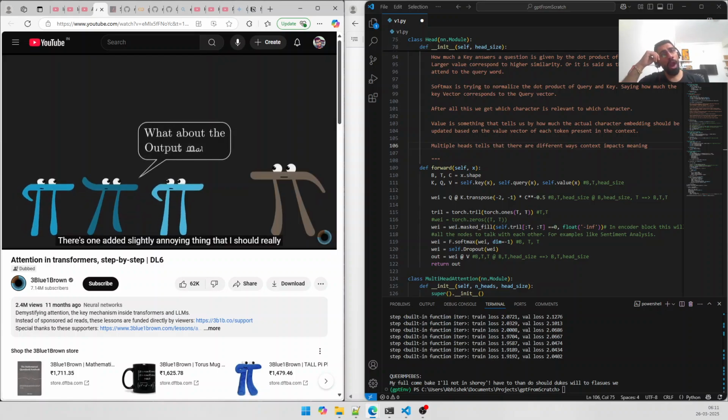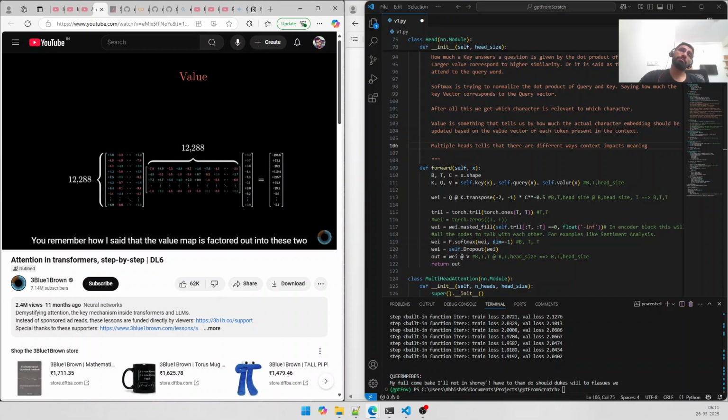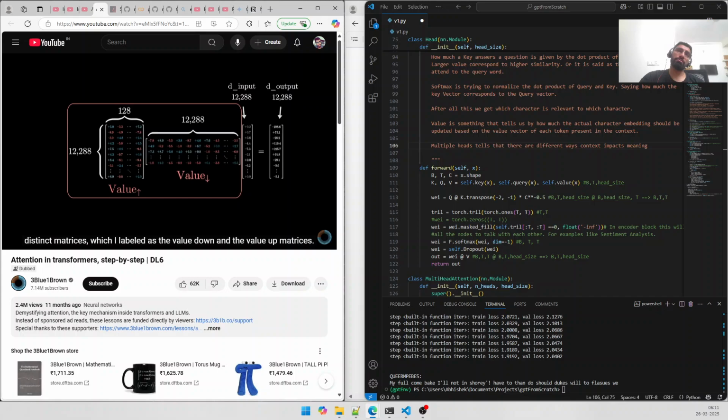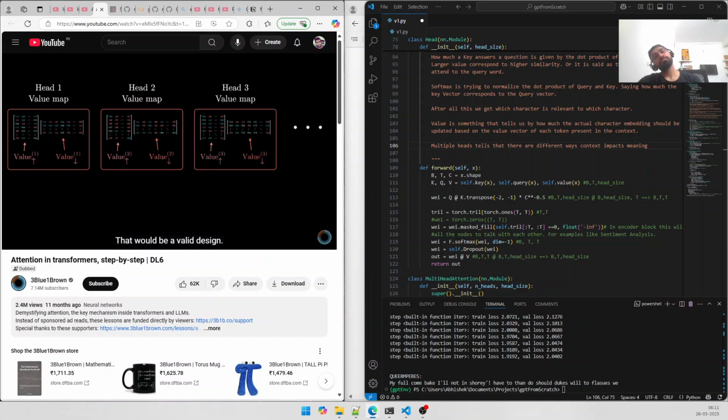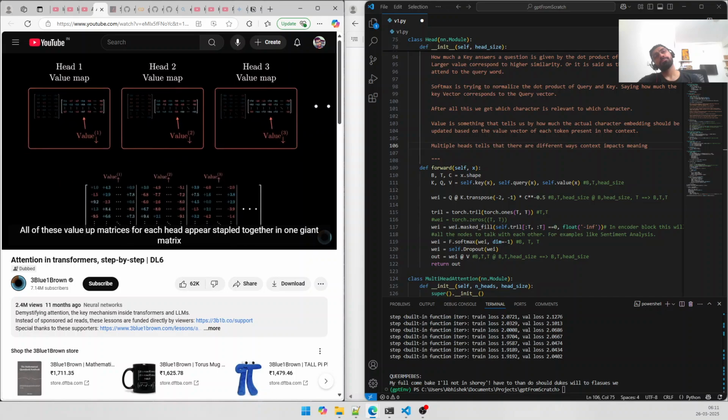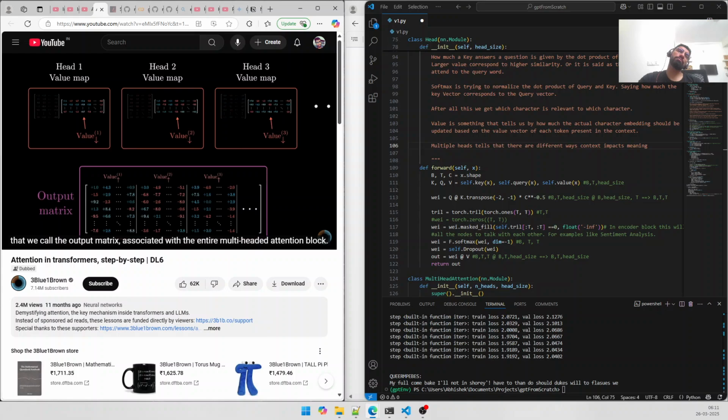There's one added, slightly annoying thing that I should really mention for any of you who go on to read more about transformers. You remember how I said that the value map is factored out into these 2 distinct matrices, which I labeled as the value down and the value up matrices. The way that I framed things would suggest that you see this pair of matrices inside each attention head. And you could absolutely implement it this way. That would be a valid design. But the way that you see this written in papers and the way that it's implemented in practice looks a little different. All of these value up matrices for each head appear stapled together in one giant matrix that we call the output matrix, associated with the entire multi-headed attention block.